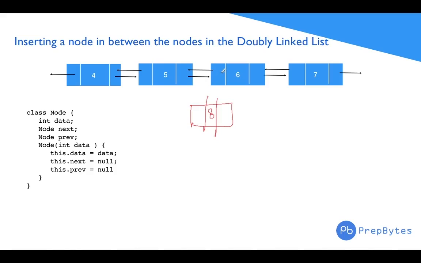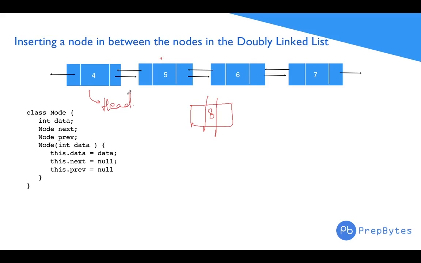So the problem statement might be something like this: search for element 5 and insert a node 8 after this particular element. So you have to insert 8 after 5. The very first thing is that I search where is 5. So we will have our head. Just like we used a temp node to go to the end of the list, we will use a temp node here also to reach this particular node.